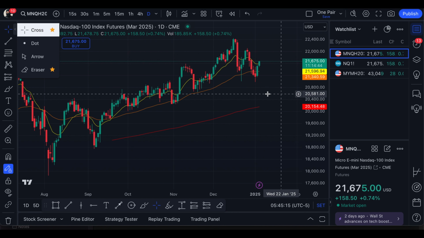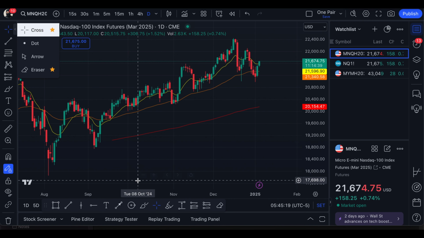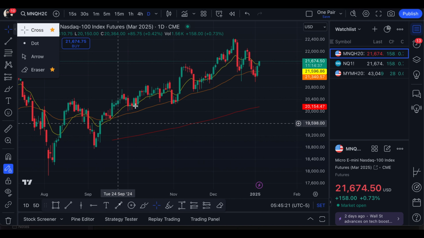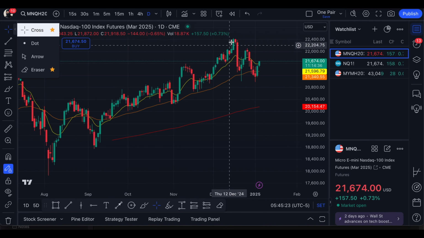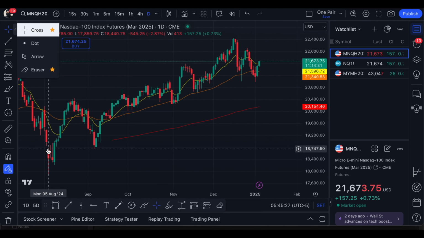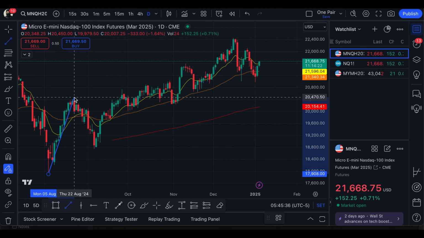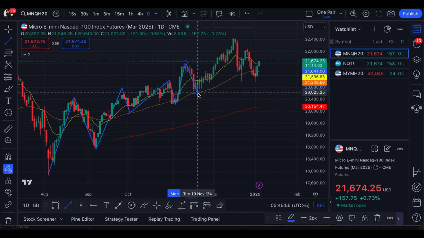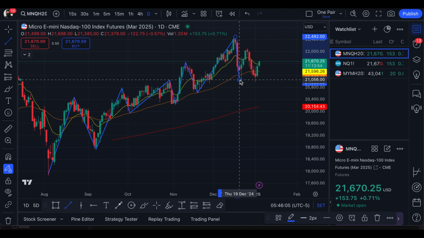So, all right. I'm looking at the daily time frame right here, and the market condition, it's trending right now. It was on an uptrend starting from here. This is Monday, August 5th. Let's follow that trend. Look at what's going on here. This is on the daily time frame.